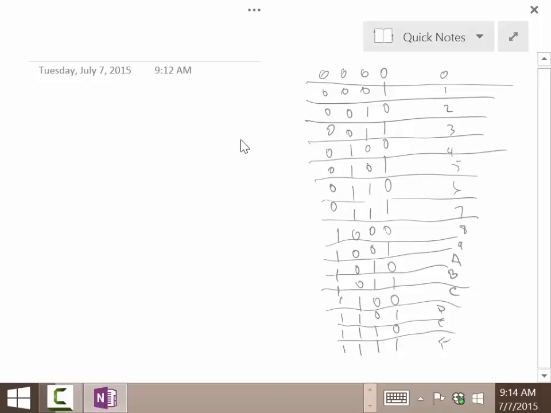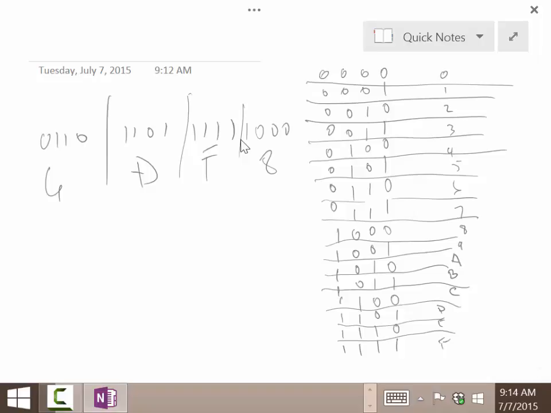So that's our number. If you want to take a number, I'm just going to write a random number down here: 0, 1, 1, 0, 1, 1, 0, 1, 1, 1, 1, 1, 1, 0, 0, 0. I'm going to put my little breaks here. This first one's going to be a 6. The next one's going to be 1101. It's going to be D, F, and 8 right there. So that's the way you would convert that back right there.